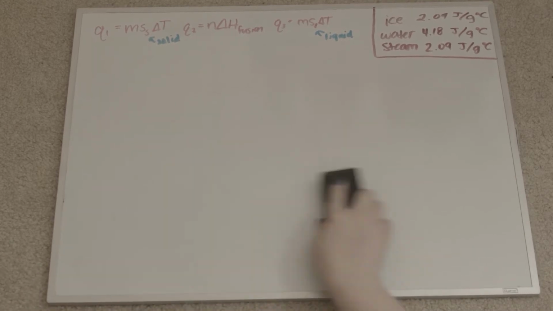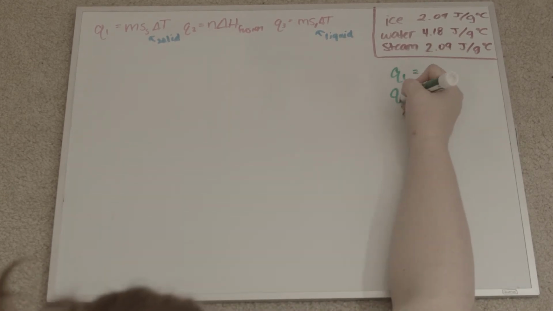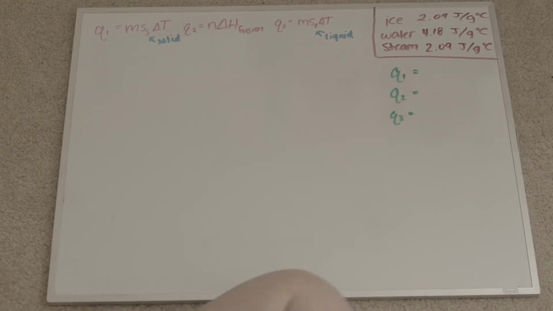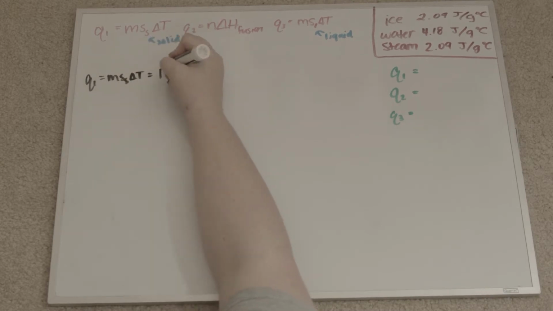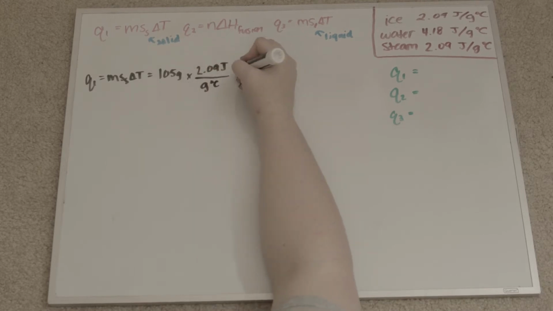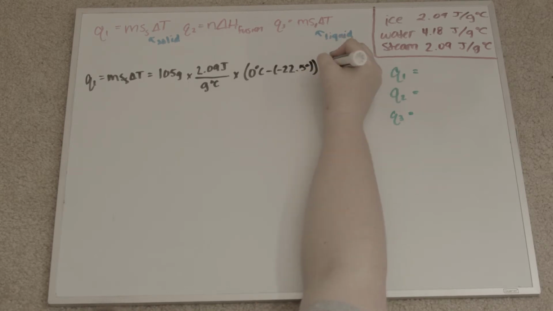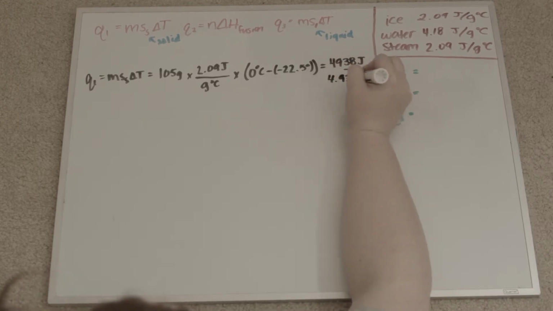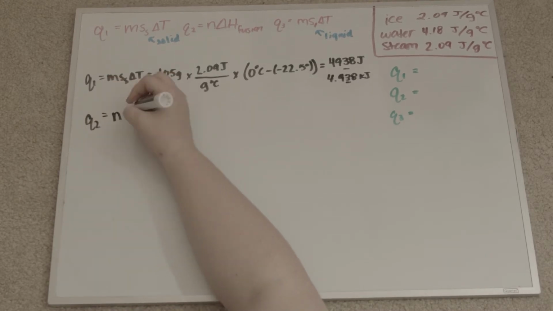Okay, so now what we want to do is write down what we're looking for, Q1, Q2, and Q3. So for Q1, it's m c_s delta T, which is 105 grams, the mass given, times the specific heat of ice. And then you multiply that by the change in temperature that occurs during that. So you're getting 4,938 joules, which is 4.938 kilojoules. You want to mark your sig figs, but keep all of the numbers.